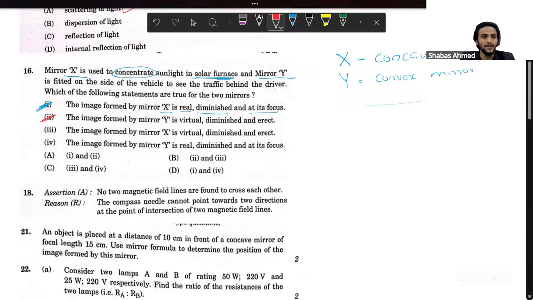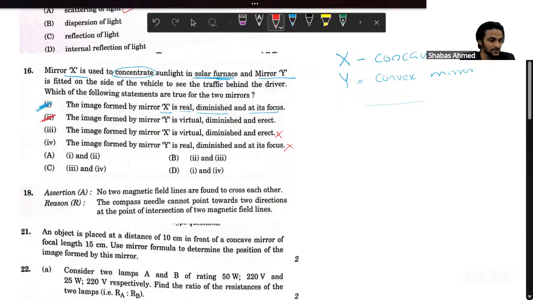Then next one, the image formed by X is virtual, diminished, and erect. No. If the image formed by the concave mirror is virtual, then it won't be diminished, it will be enlarged. So it is not correct. The image formed by the mirror Y is real. No, convex mirrors cannot produce real images. So the answer is the first one.